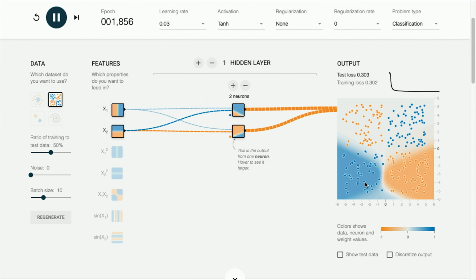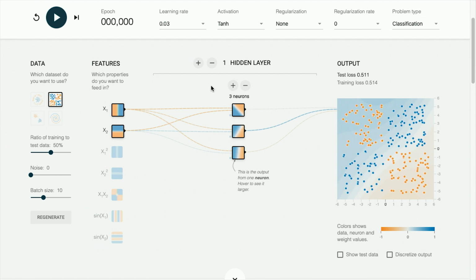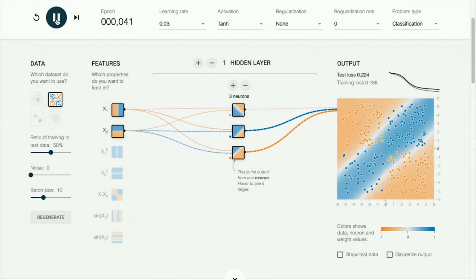So that's why we're able to sort of figure out these 2 areas in the bottom region. But we're still not able to perfectly classify all of the points. So let's go ahead and add another neuron. Now we've got 3 neurons inside of our hidden layer, and see what we're able to learn now. All right, well, now we seem to be doing a better job.